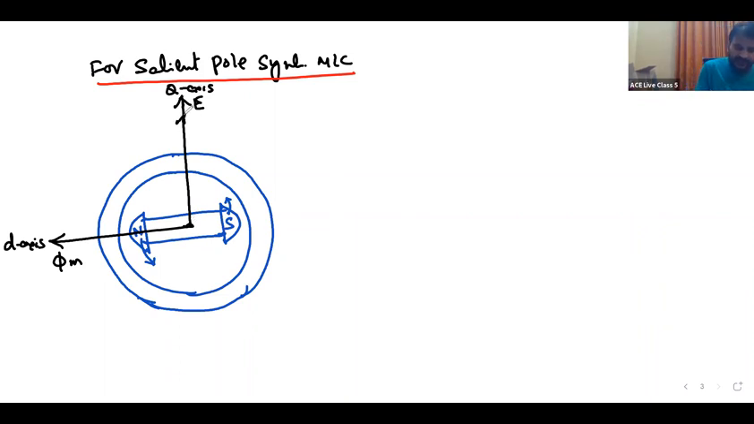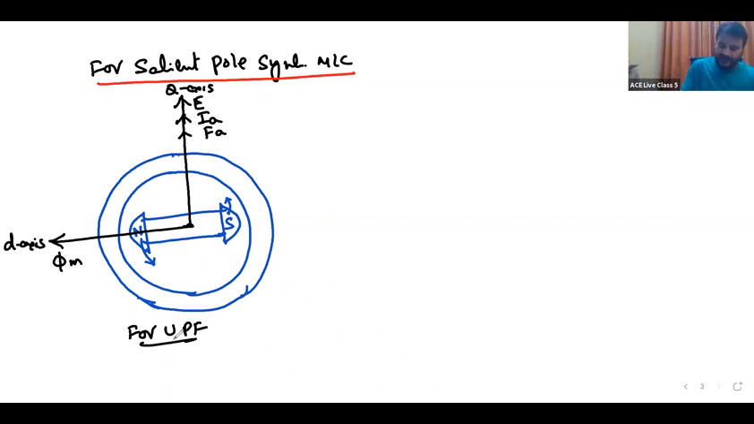For unity power factor, IA is here and FA will be here. FA is same, phi is also same. This is for unity power factor, UPF.